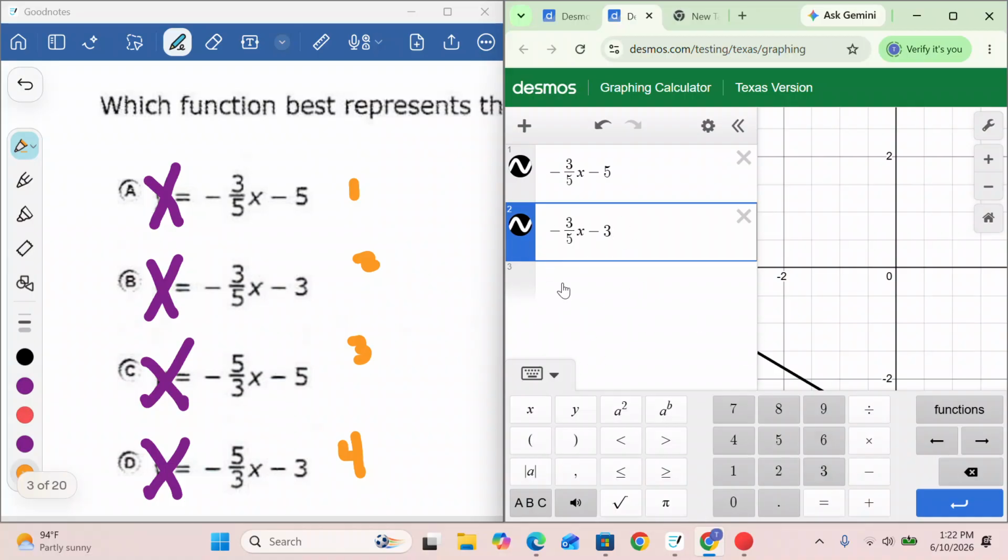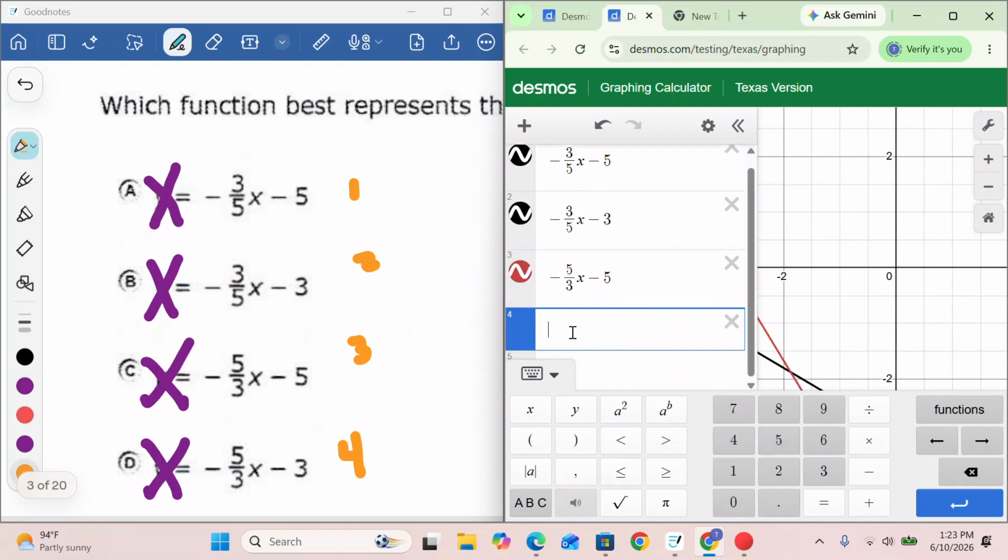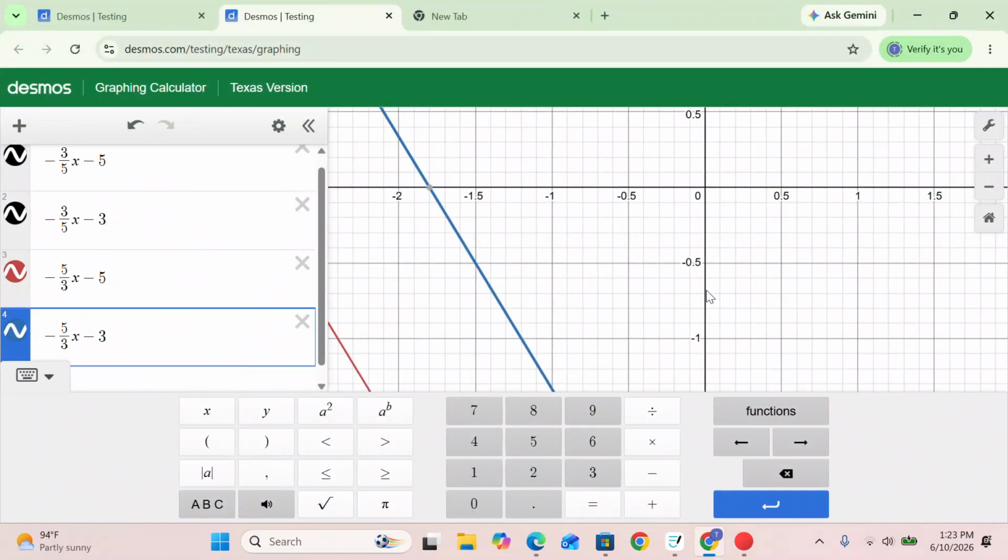That gives you number 2. Number 3, negative 5 divided by 3 space x minus 5, and I give you letter D. Letter D is negative 5 divided by 3 space x minus 3. So you go ahead and input it, see what you got.